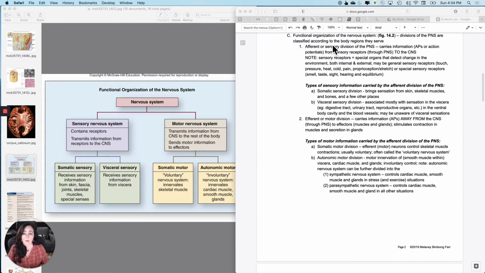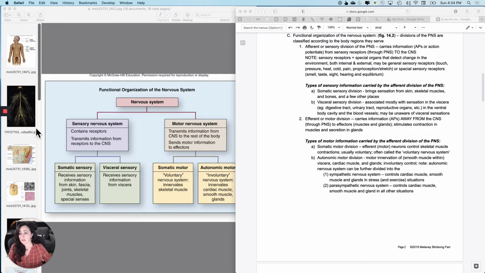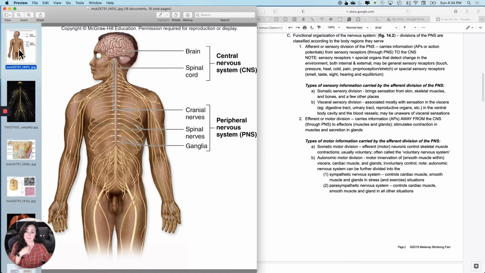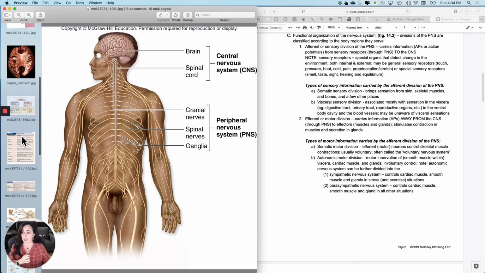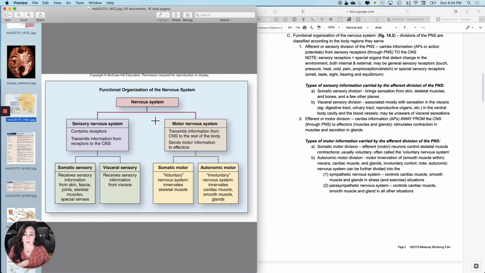Okay, so what we're going to talk about now is not how this nervous system is organized structurally, which is what we did before, like CNS and PNS, right? Now we're going to talk about the functional organization of the nervous system, and then it'll allow us to sort of deepen our structural understanding as well.